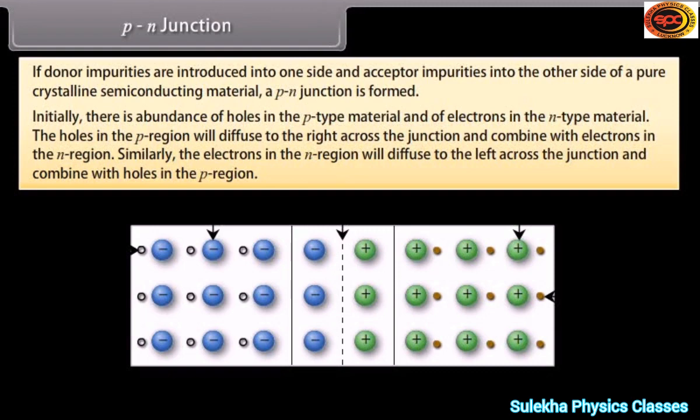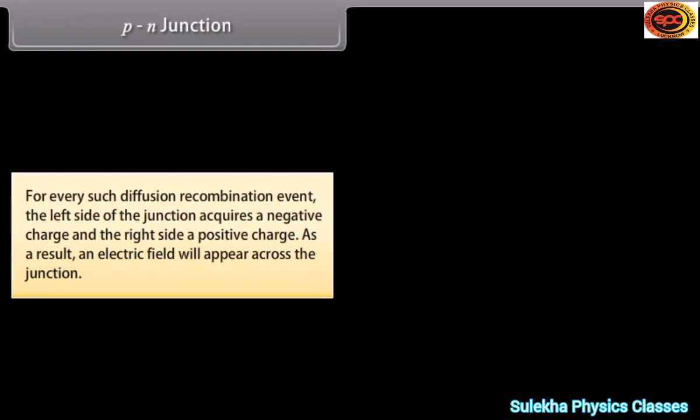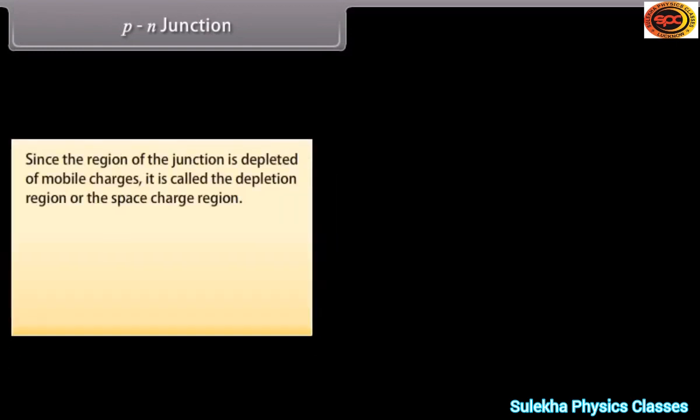The holes in the P region will diffuse to the right across the junction and combine with electrons in the N region. Similarly, the electrons in the N region will diffuse to the left across the junction and combine with the holes in the P region. For every such diffusion recombination event, the left side of the junction acquires a negative charge and the right side a positive charge. As a result, an electric field will appear across the junction.